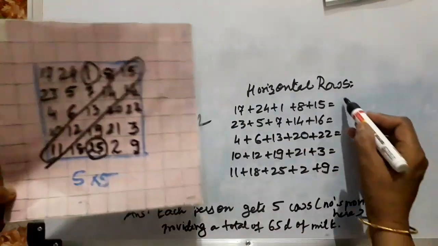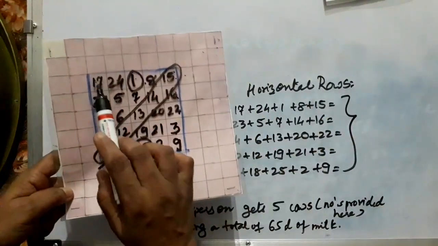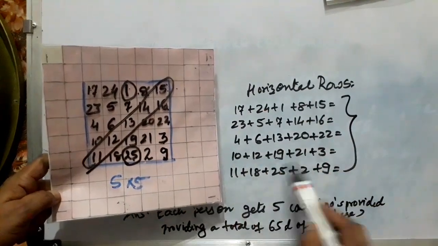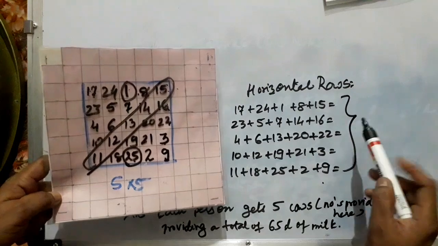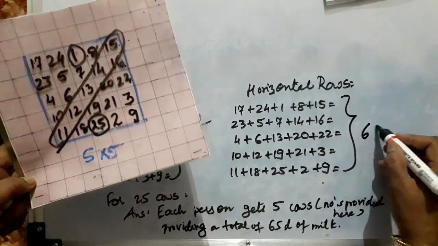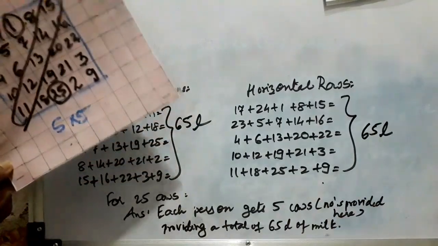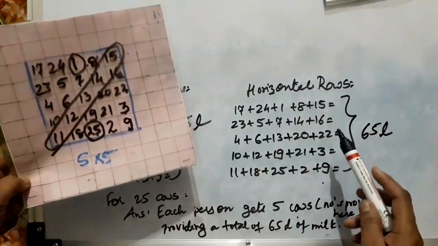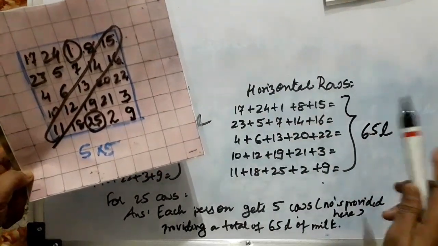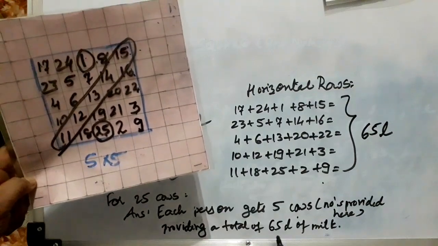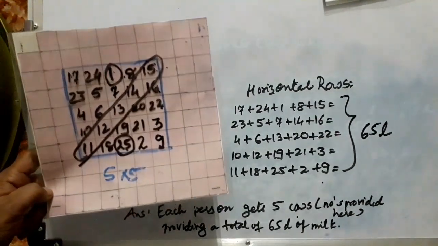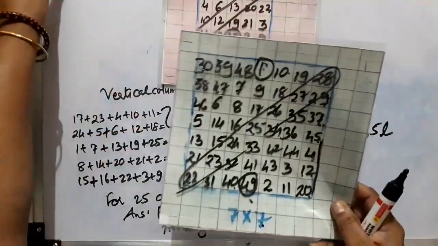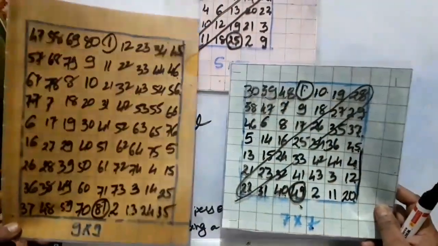Check them out. Here also when you check the horizontal rows, that is 17, 24, 1, 8, 15, and the others also, when you check and add them up, it will come to 65. Okay, so each person gets 5 cows and the numbers are provided which number of cows they should get, and they will provide a total of 65 liters of milk. Similarly, for the others also, you may check the sum of the vertical columns as well as horizontal rows also.